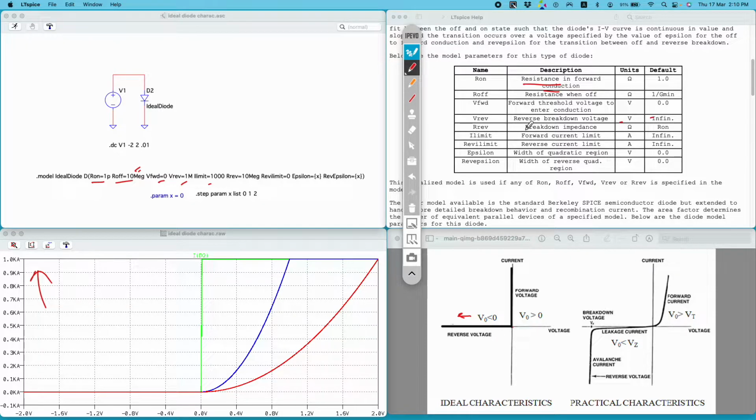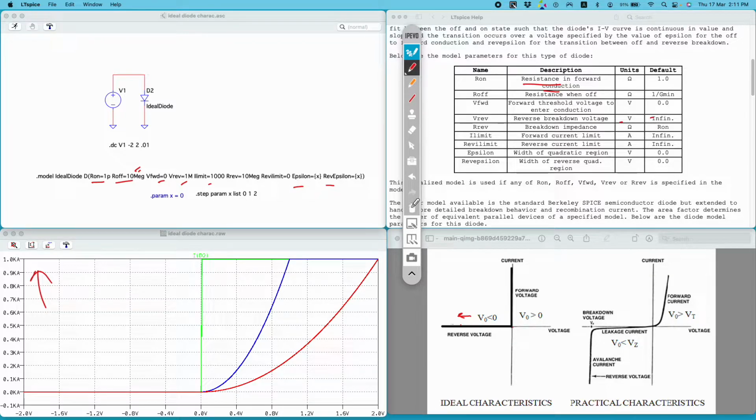R reverse is the breakdown impedance. Again, you can set it to a high value. I have kept it 10 meg. Reverse current limit I have kept 0, because an ideal diode does not allow any current in the reverse bias condition. And epsilon and reverse epsilon, I have set as x. These two parameters are used to smoothen the transition between off and on condition. I will show you through the simulation what it means.